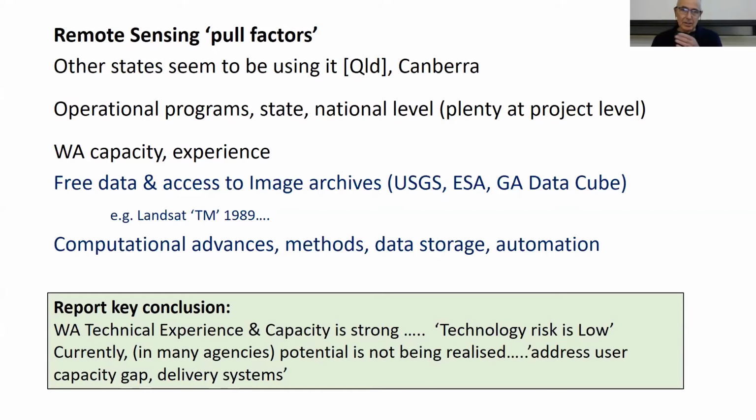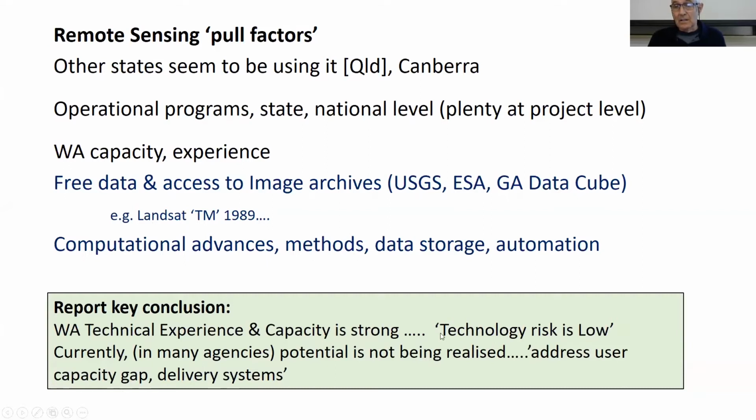So in case you have to leave early, I thought I'd go straight to the end, and the major conclusion of the report is that the WA technical experience and capacity in relevant remote sensing is strong. And personally, I think that's actually an understatement. You know, the capacity of the group, my former group at CSIRO, is recognised nationally and internationally as really leading, both in technology and in making that technology operationally applicable and work to policy questions. And they've also worked for many years with state agencies.